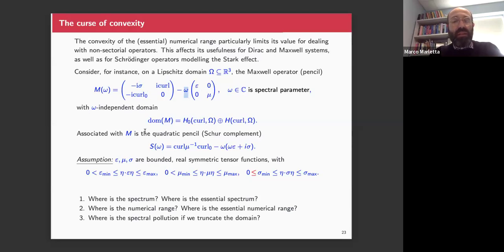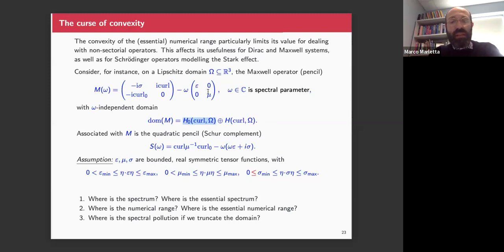It has an omega-independent domain, which for those of you who know about Maxwell is given in terms of these funny H curl spaces. So H curl is a space of functions whose curl is in L2, and H0 curl is a space of functions in H curl whose tangential components vanish on the boundary, very roughly. So remember, this operator acts on vectors.